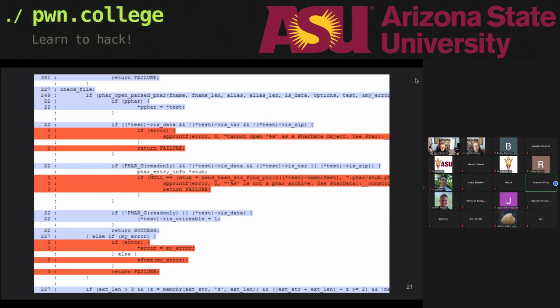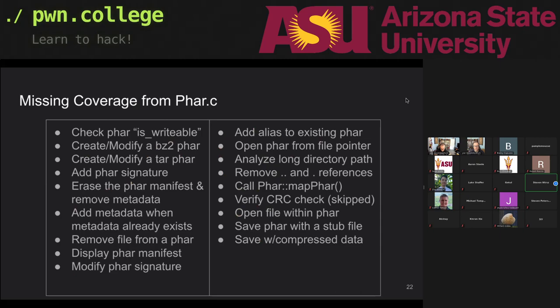Next slide. One of the techniques we used, again, was looking at the code, writing down exactly which functions were not being covered, and figuring out exactly what actions were needed to execute and exercise code that was not being covered by our generic harness. Next slide.